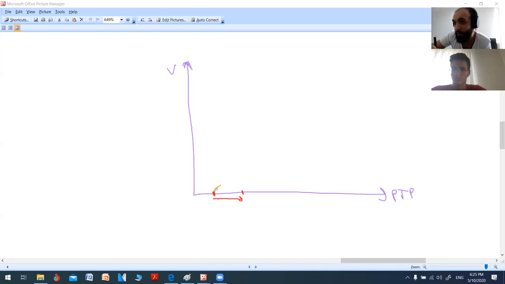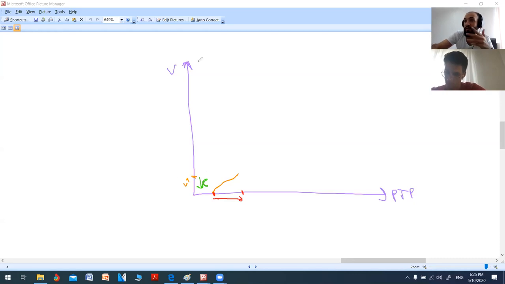But in this situation, the increase of volume is only from here to here. Is it a lot or not? Not so much, you understand? So when the lung volume is low, if I increase the PTP, the volume will not increase a lot. So the compliance is low. So here the compliance is low.